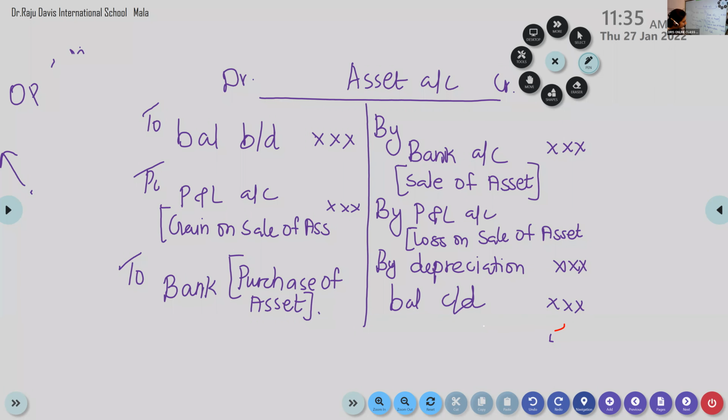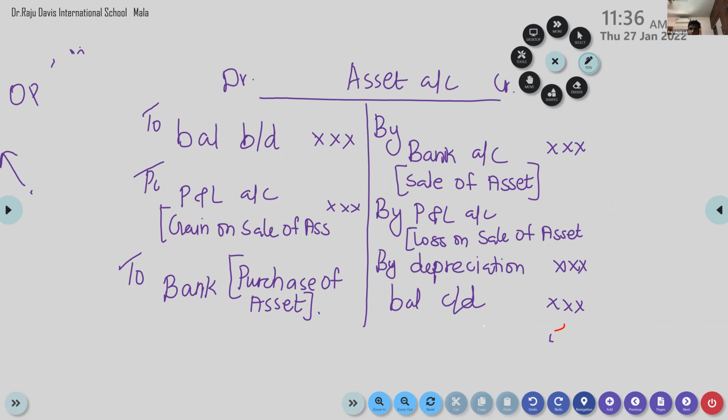Is it clear? Asset account, debit side and credit side. On the credit side: by bank, that is sale of asset; then by P&L account, that is the loss on sale of asset; by depreciation; then balance carry down, the closing balance. On the debit side: balance brought down; then gain on sale of asset, again P&L account; to bank, purchase of asset. Is it clear?